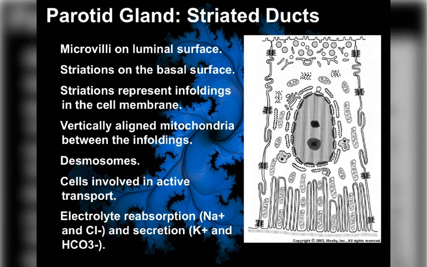Active means needs energy, and it means against the concentration gradients. So passive transport is from the higher concentration to the lower concentration. But when you want to move things from the low concentration side to the higher concentration side, then you need energy. And this is what's taking place in striated ducts.